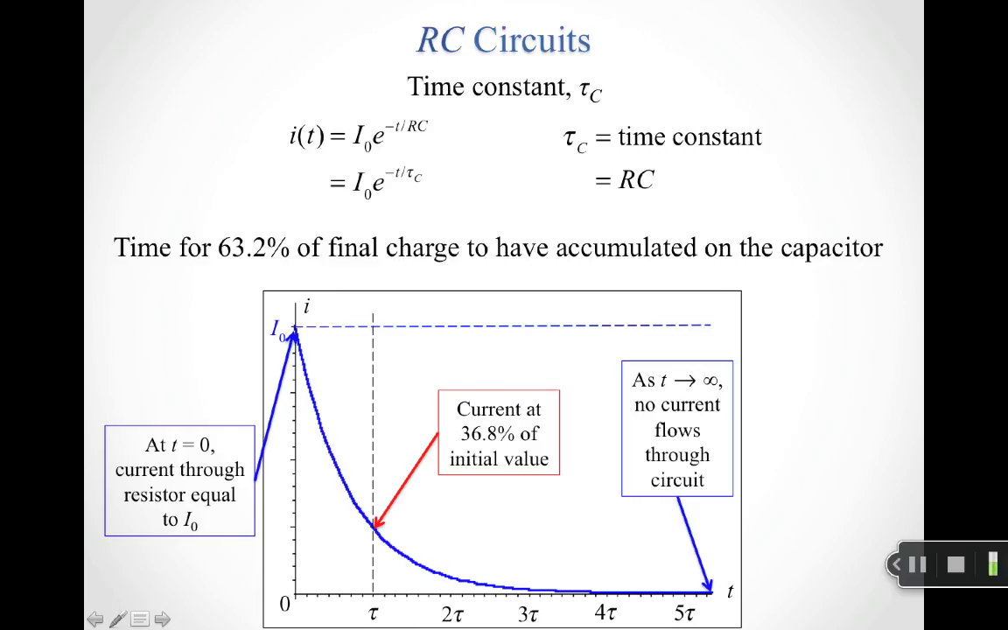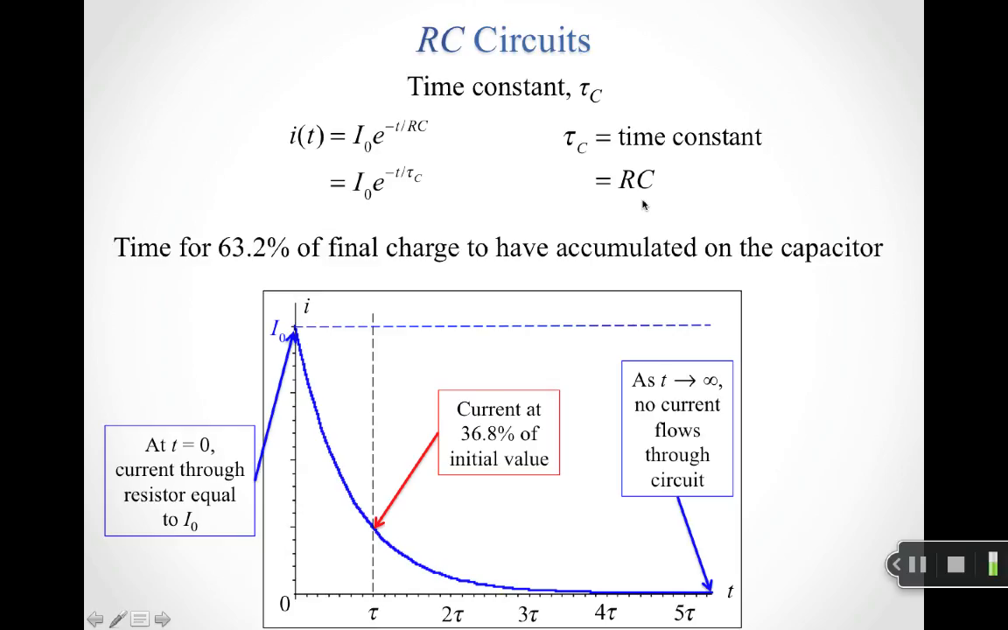Another way to think about it in terms of the current, you see how down here we've plotted this in time in terms of 1 time constant, 2 time constants, 3, 4, 5 time constants. And part of what you can see in our graph of the current is that when it gets to 1 time constant, the current has dropped to 36.8% of its initial value. So we've now got 63.2% of the charge built up on the capacitor, and our current has dropped to 36.8% of what it started as.